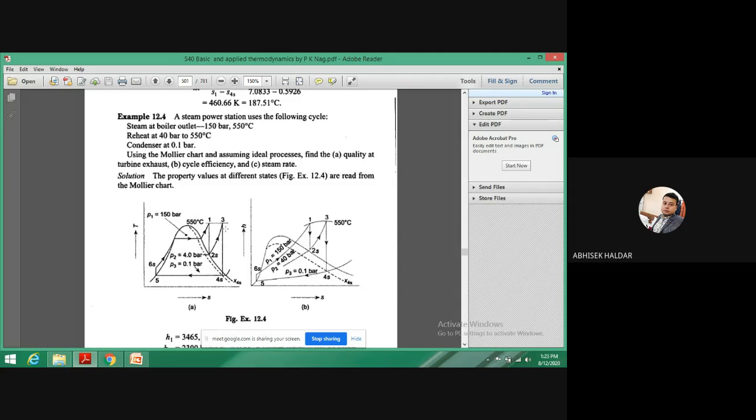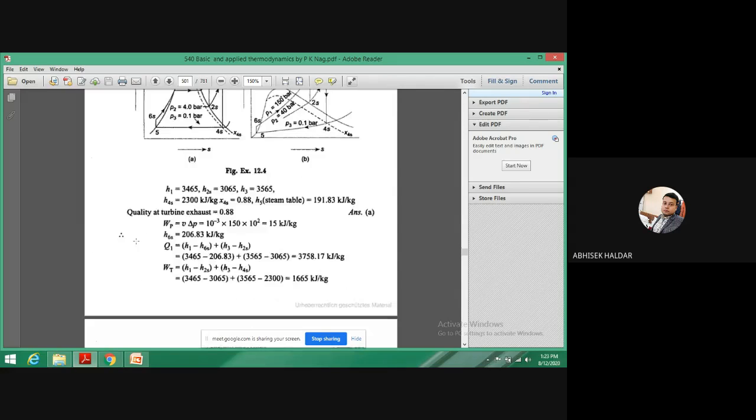Okay, so that is nothing but the same process. Depending on your data, you have to locate this point in the Mollier diagram. This is very easy to find from the Mollier diagram. If you go for the steam table, it will take much more time. So that was the case.